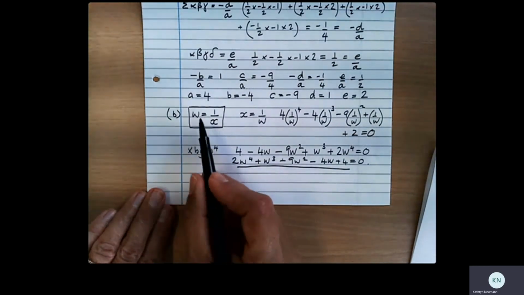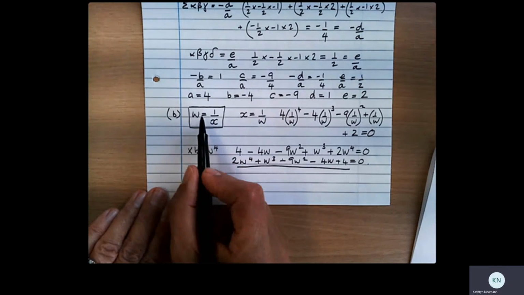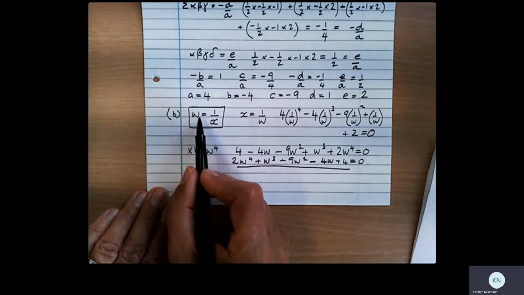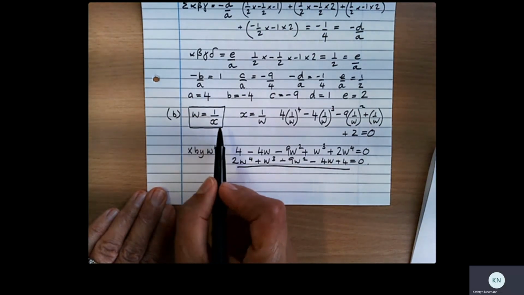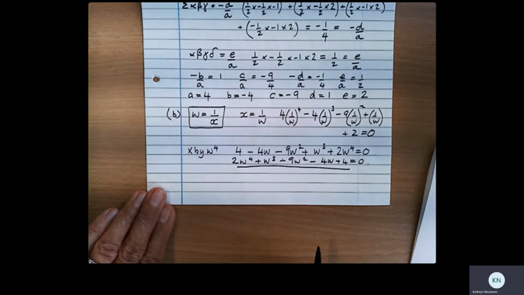So this technique of rearranging the equation with the new value of the roots will work for related roots when they're 1 over the original roots, and it will also work for linear combinations. And we'll look at an example of that in the next video.